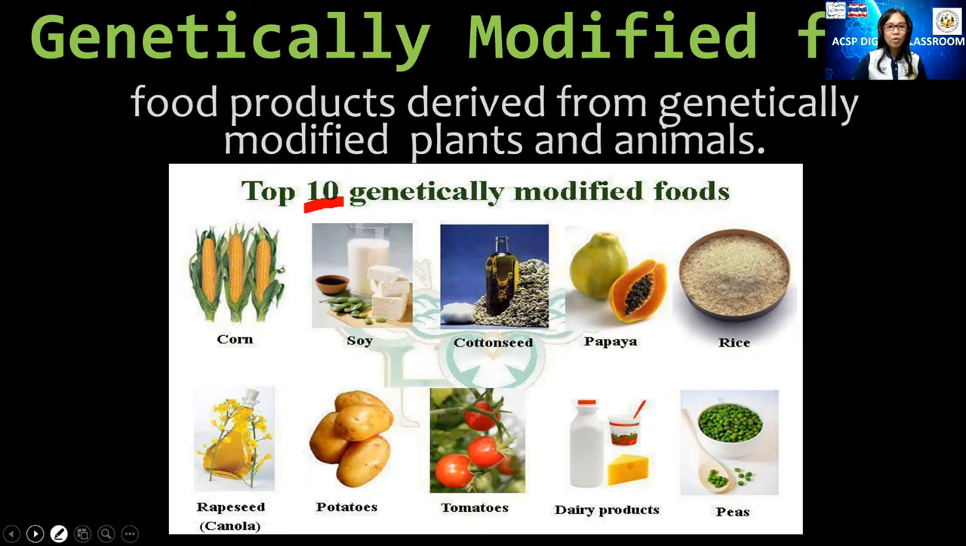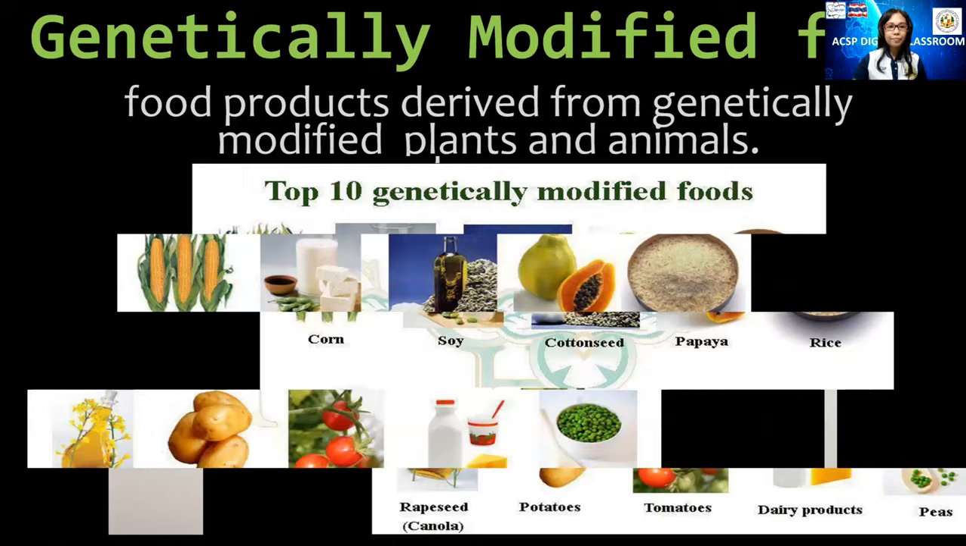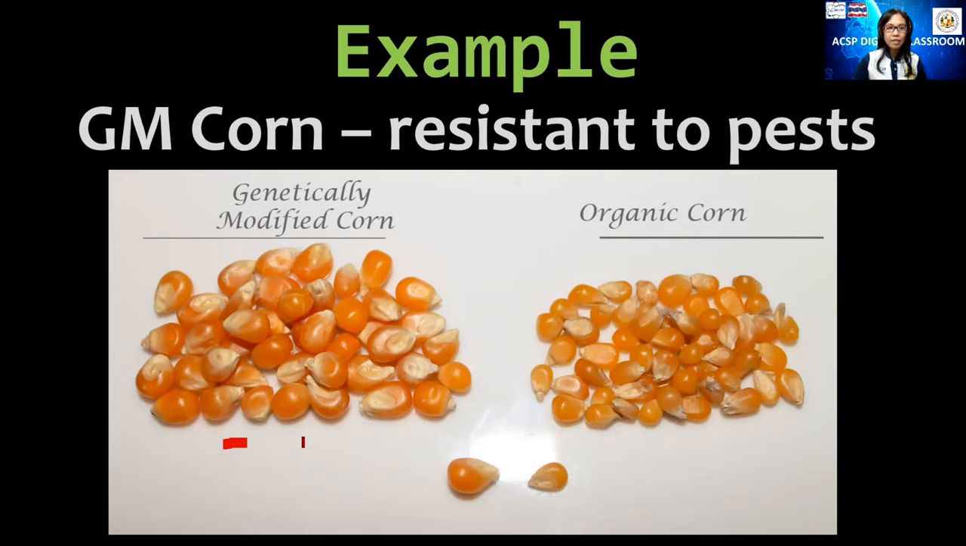Okay, so for example, these are genetically modified corns. These are GM corns. The good thing about GM corns is that they are resistant to pests. Pests, any harmful insects, will not eat them because GM corn is resistant.